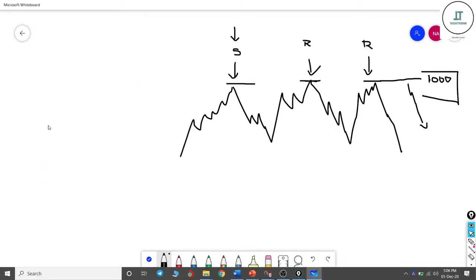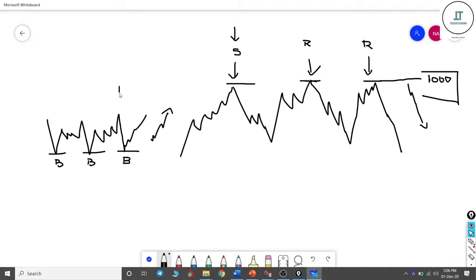In the same way on the downside, the stock price is moving up and down, and look at this, at the same precise level the stock is reversing back towards the upside. That means buyers are coming in from lower levels and stopping the sellers who are pushing the price towards the downside. This is called support.